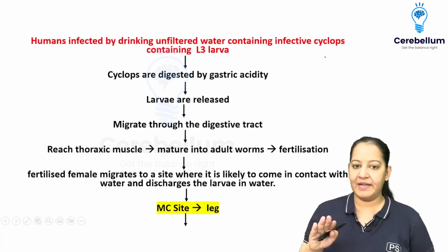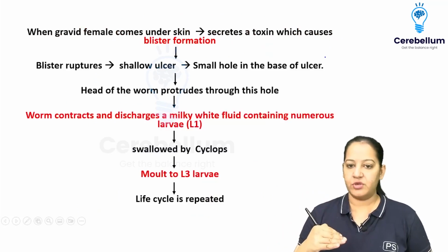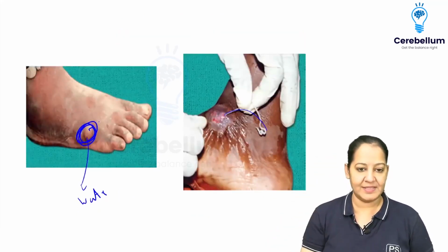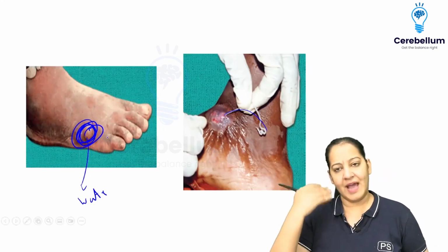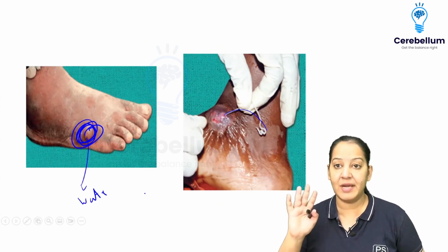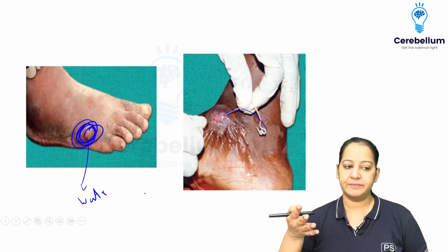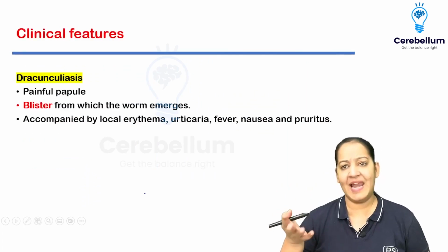I hope you got the complete life cycle. The same is written in front of you. You can read it. So a blister is formed in the subcutaneous tissue. You can see this is the blister. So it can occur in any part of the body in the skin, but especially the part which is having high probability of coming in contact with water. So especially in the leg and the foot.